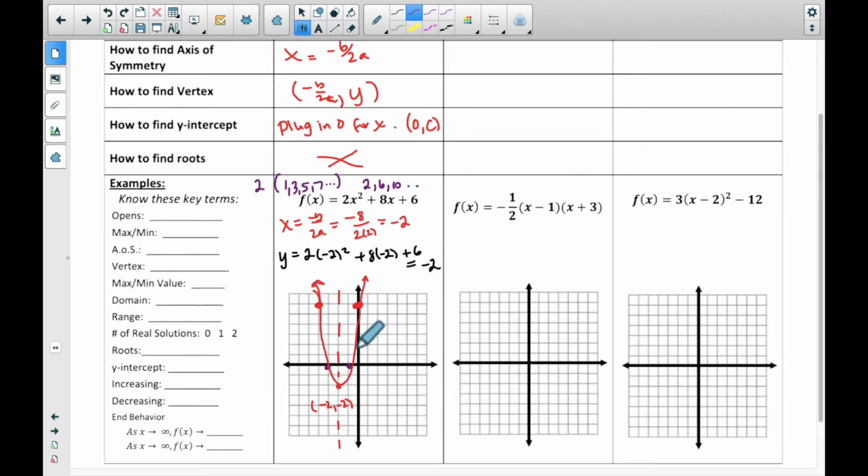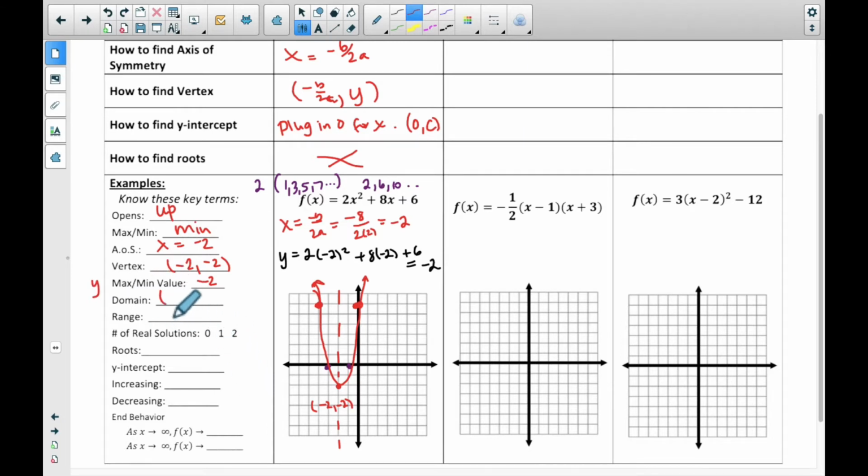Okay, I'm not always great on my board, but here we have our parabola. In addition, you need to know these key terms. So this one opens up. It has a min. The axis of symmetry, we found that, negative 2. The vertex, we also found that, is negative 2, negative 2. We know the min-max value is negative 2. That's only the y value. It's not both, it's just the y.